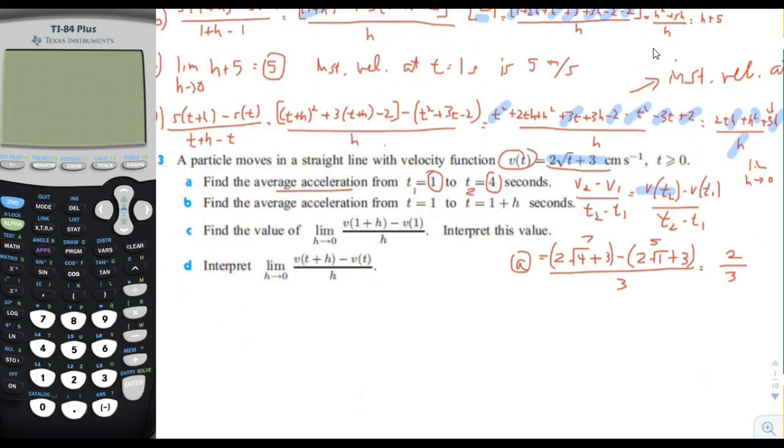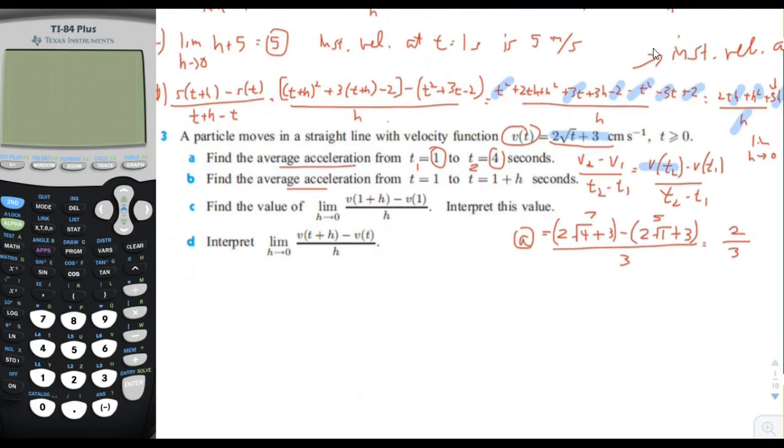2/3 is the average acceleration between t equals 1 and t equals 4. Now find the average acceleration from t equals 1 to 1 plus h. And so now we're going to use basically first principles again. So for B, we're going to take 2 square root of t2, which is 1 plus h, plus 3 minus 2, and then this time we're going to just take t1, which is just 1, t1 and t2, right, plus 3.